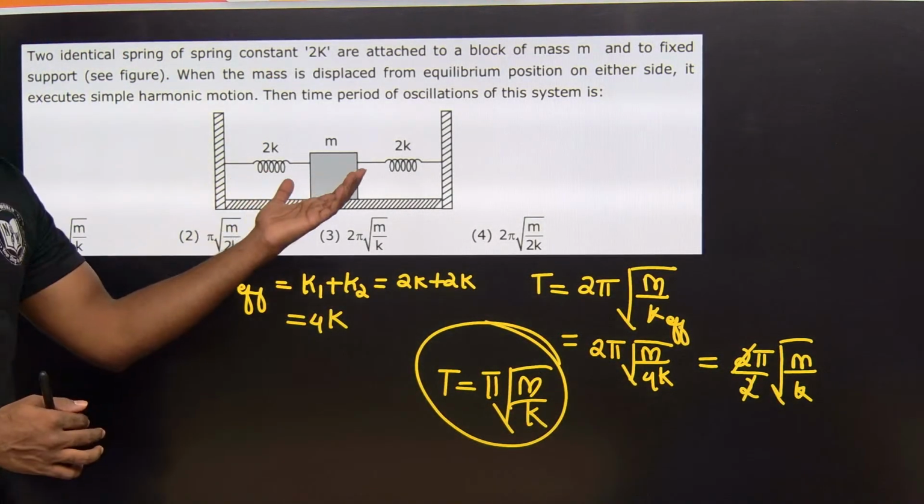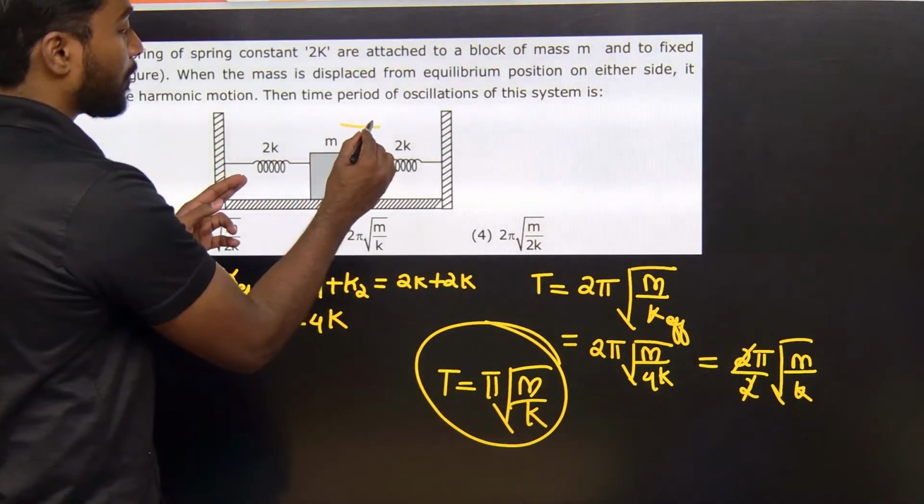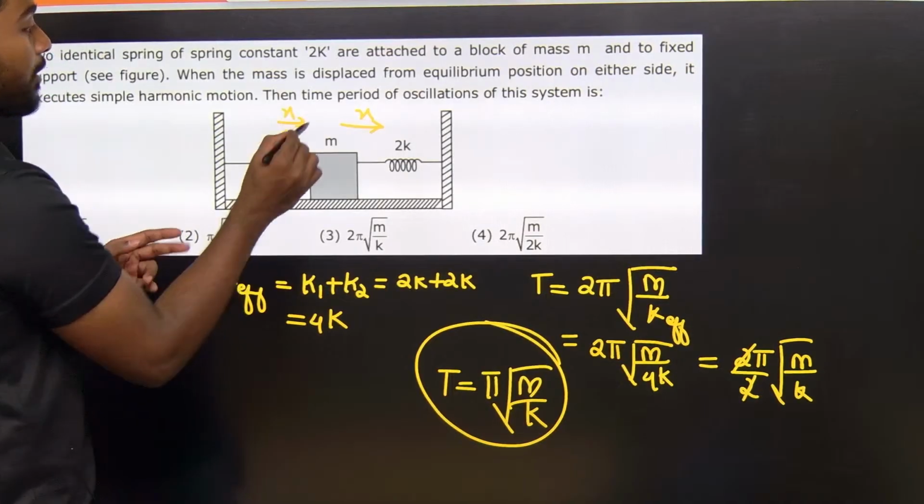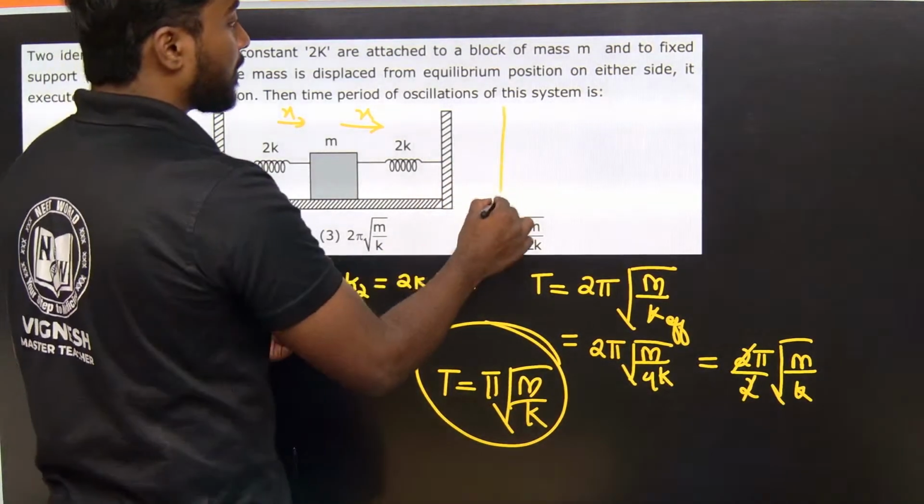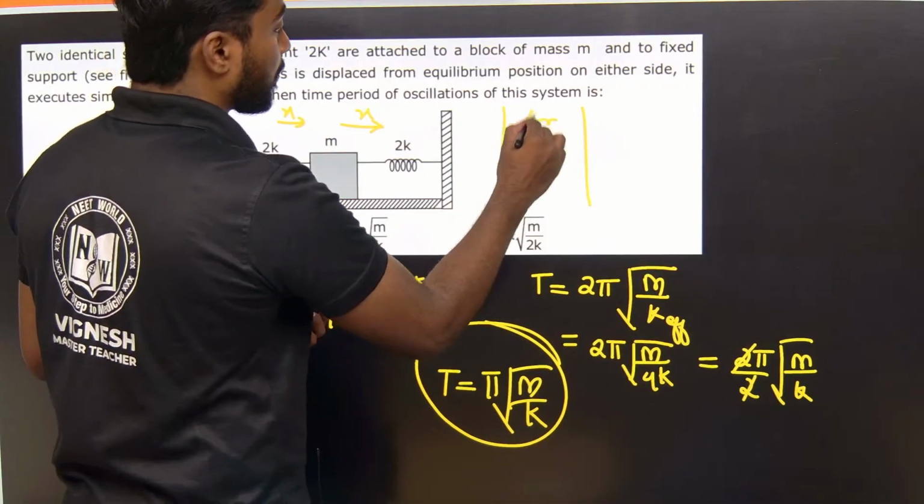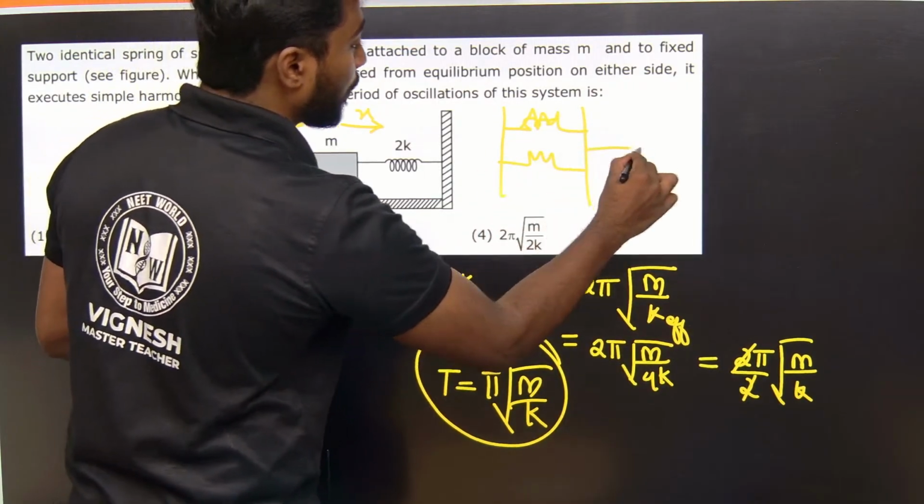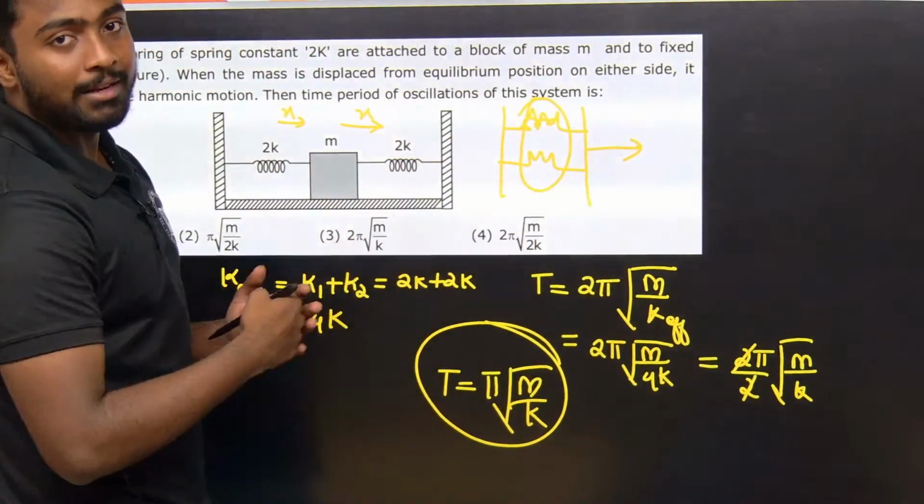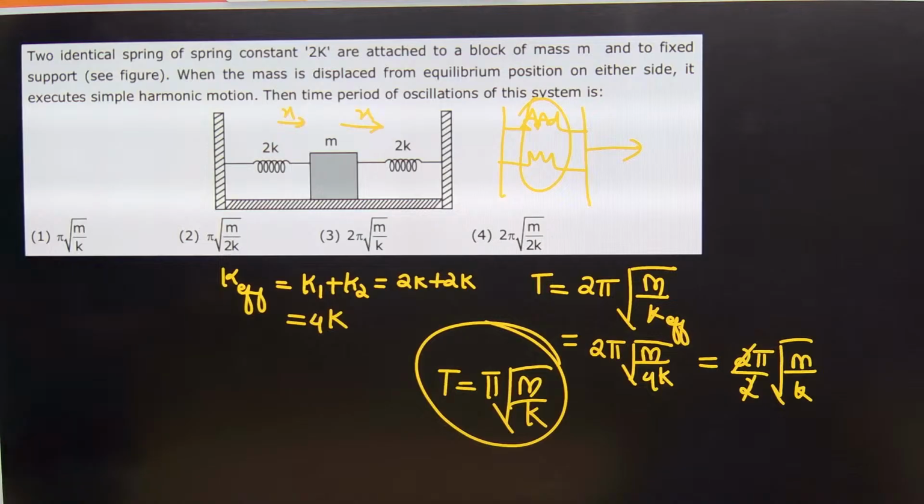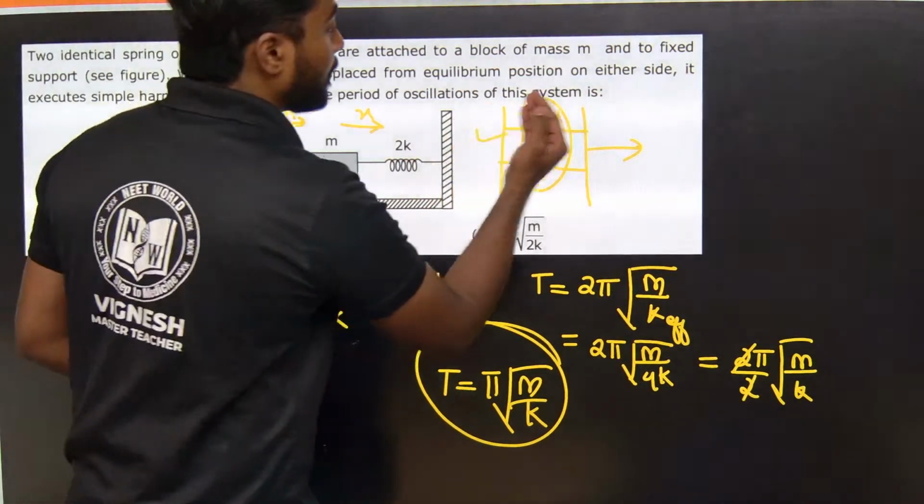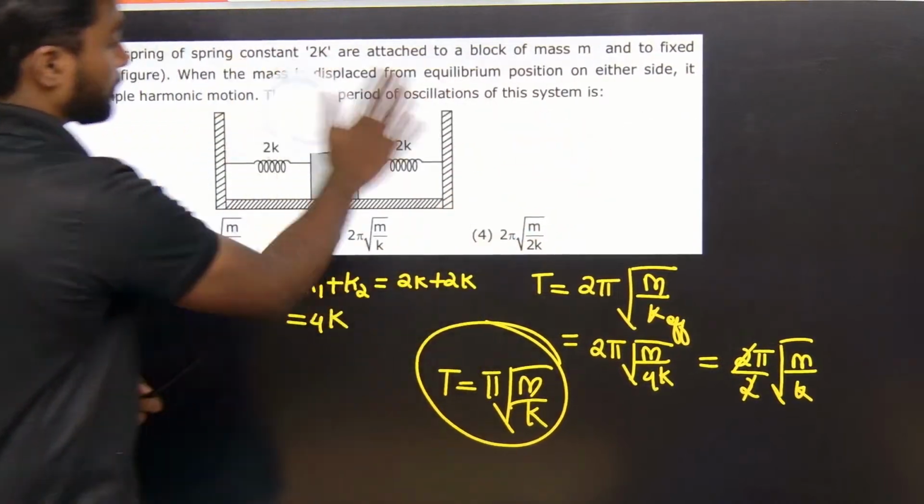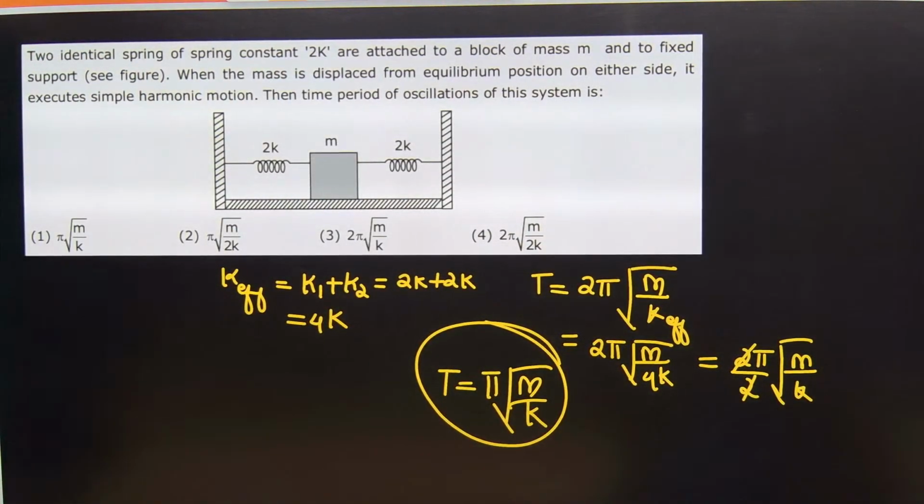So why have I taken parallel here? If I move this one with x distance, this also moves with x distance, right? Yes or no? If I consider a parallel condition and I move this one, both will move the same length. That's the reason I have taken it as parallel. Can we go for the next question?